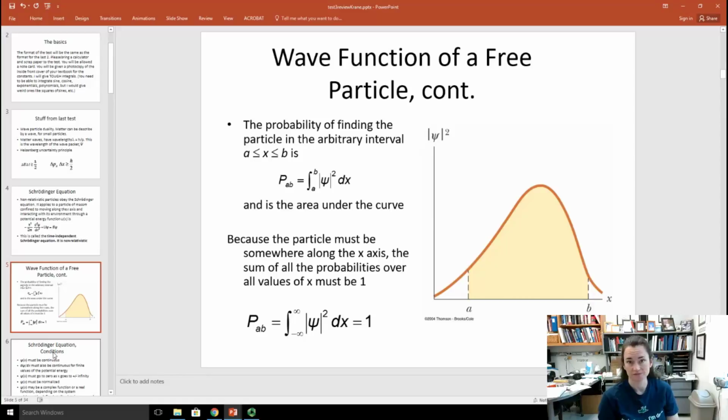Now the normalization condition is when you integrate the probability density over all possible values, that should give you 1, which means that the probability of the particle's existence somewhere is 1 or 100%. So the particle's somewhere. We're sure about that.